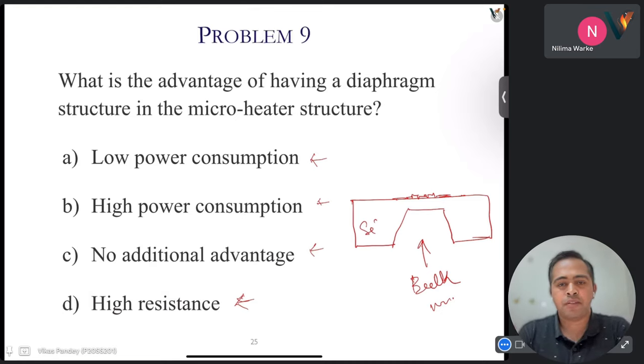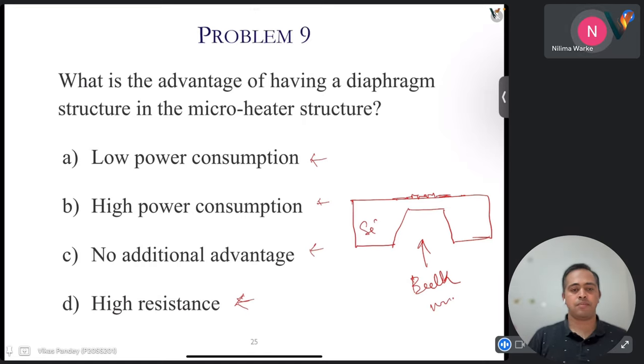Okay. Is it high power consumption? No, sorry, it's an advantage. So it won't be high power, then it could be low power. Because I'm not aware of the theory, but advantage of micro heater: high power won't be the advantage, as well as high resistance won't be. So maybe low power consumption may be the advantage, because advantages are asked, but I'm not aware of the real why. Yes, we will discuss that.